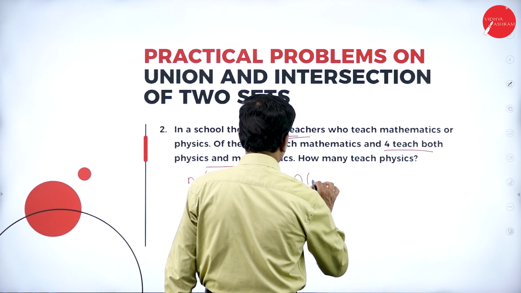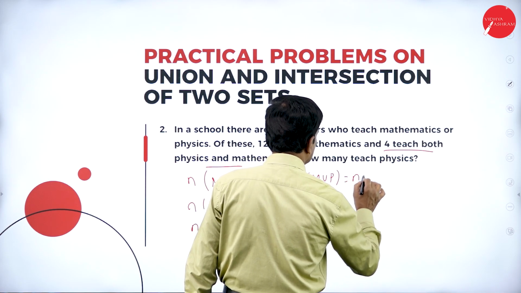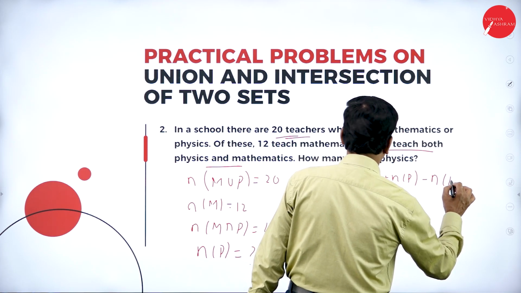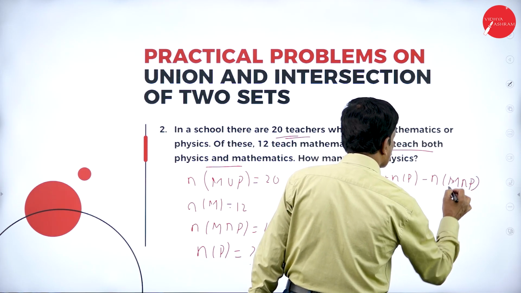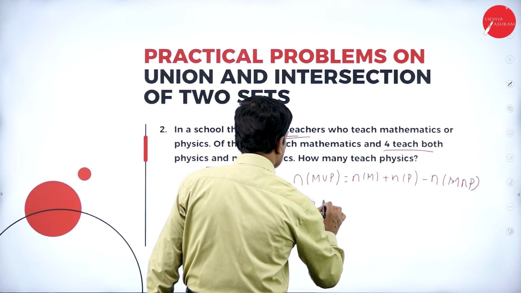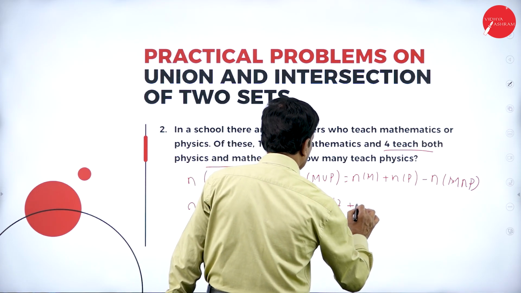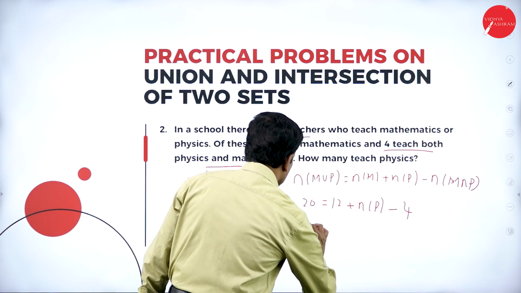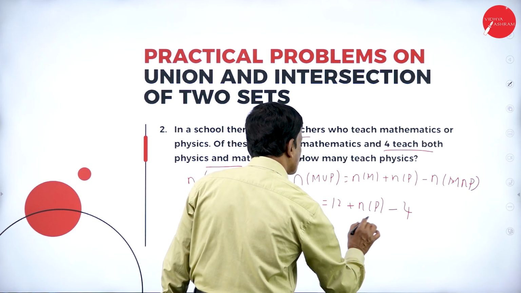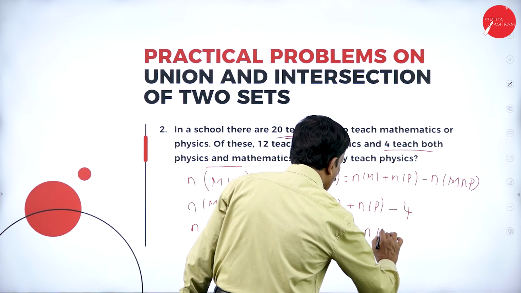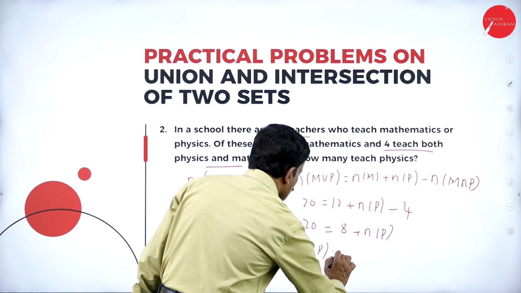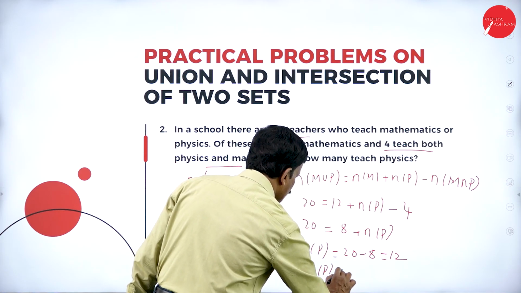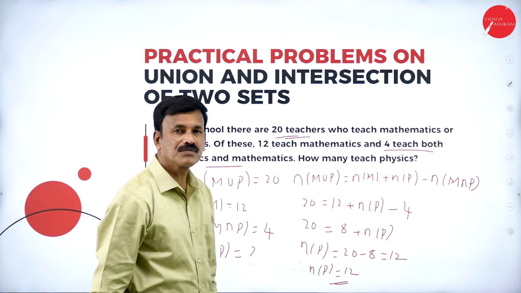As usual, n of M union P is equal to n of M plus n of P minus n of maths intersection physics. Now M union P is 20, is equal to n of maths is 12, n of P we don't know, minus intersection is 4. So that is 20 is equal to 12 minus 4, 12 minus 4 is 8, plus n of P. Therefore, n of P is equal to 20 minus 8, is equal to 12. So the number of teachers who teach physics is 12. 12 teachers will teach physics.